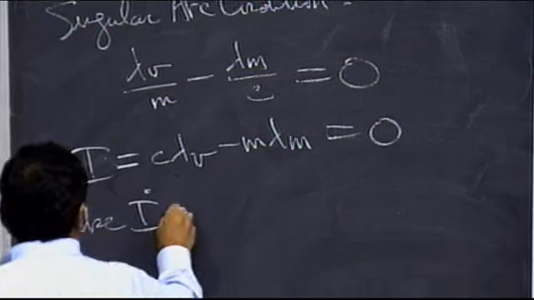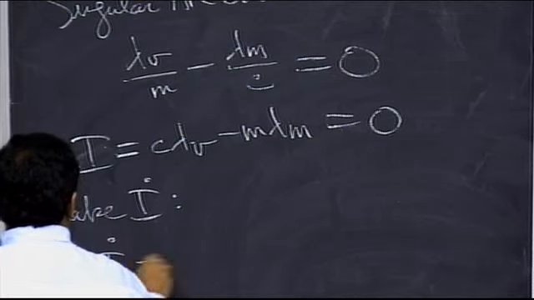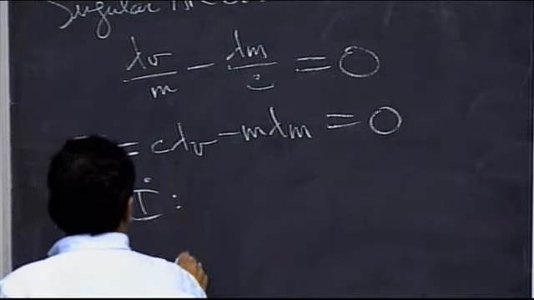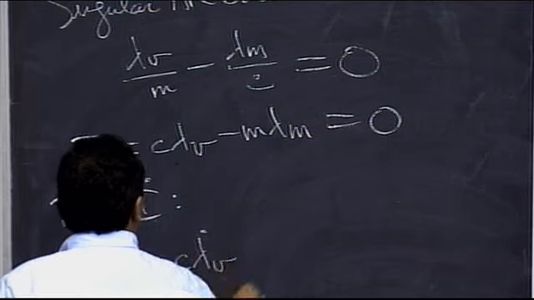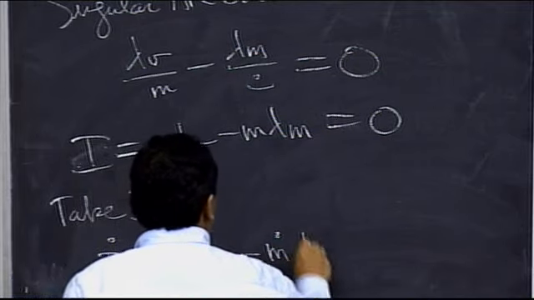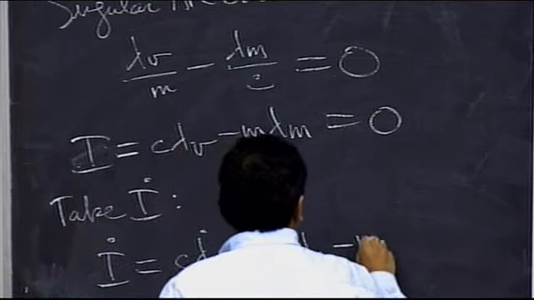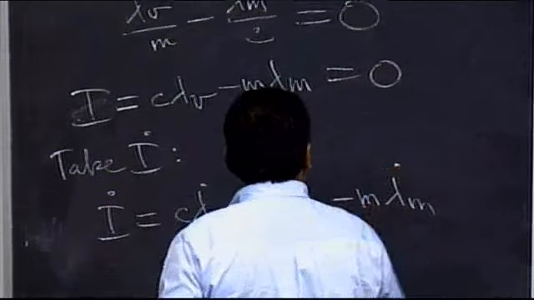So what happens if I take I dot? I dot is equal to what? C is a constant. So I get C times lambda V dot minus M dot times lambda M minus M times lambda sub M dot.